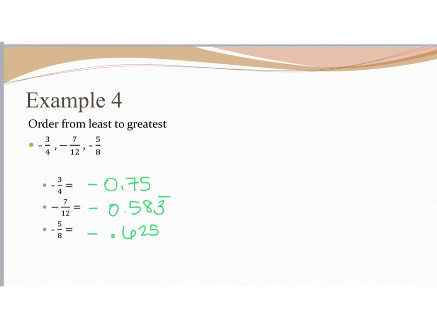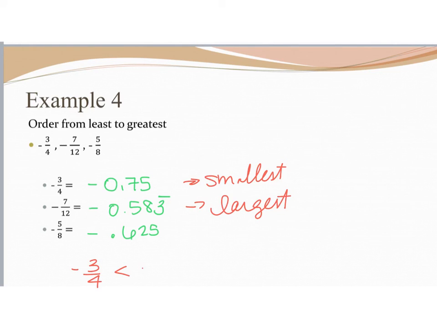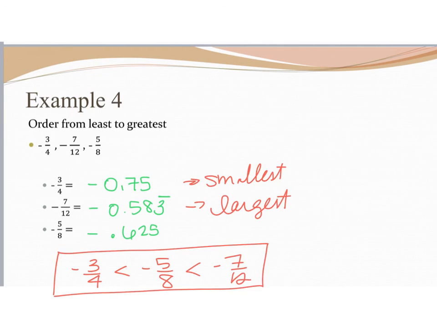So in that case, I can see that the negative 3/4, this is my smallest, and the 7/12, because it's a negative 0.5, this is actually going to be my largest. So if I were to compare them, I would go a negative 3/4 is less than a negative 5/8, which is less than a negative 7/12. And this right here is now written in order from least to greatest.